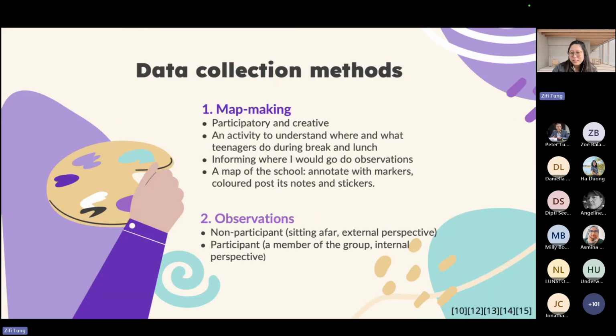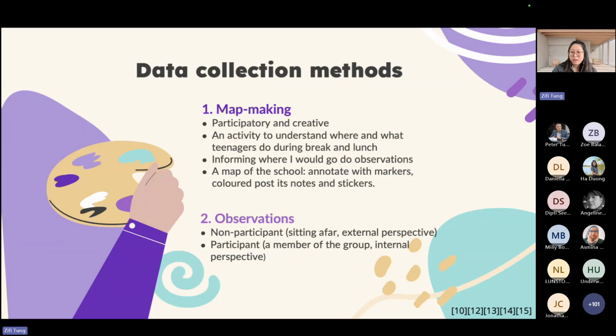The first phase was the very first thing I did: map making. I asked the school for a map of the school from a bird's eye view, which you'll see in a minute. I blew it up and printed it at A1 size, so it was massive, and brought it to the school with the map making activity. I brought markers, colored post-it notes, and stickers. The point of the activity was to understand where and what teenagers do during break and lunch.